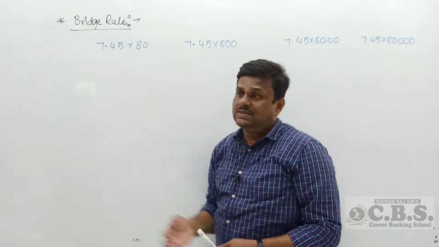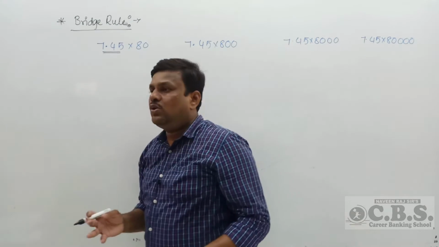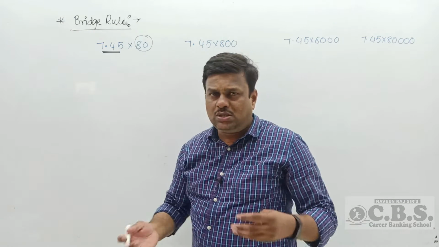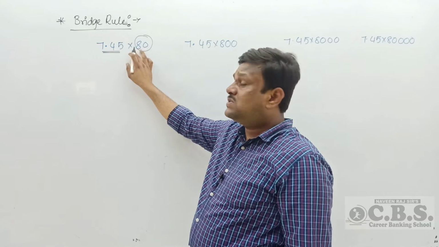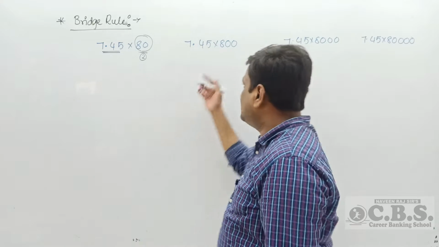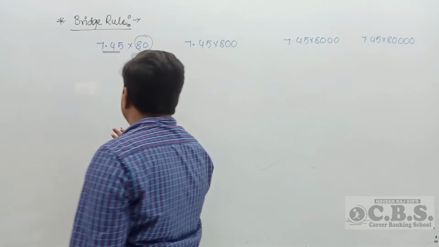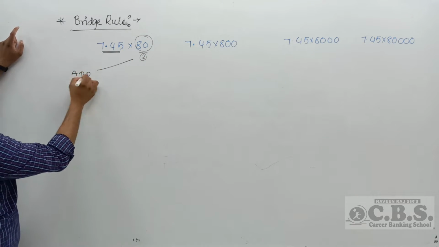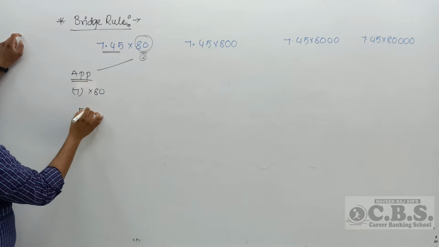Let's see some examples. 7.45 is a decimal number, so we are definitely going to approximate 7.45. 80 is an integer, so you need not approximate 80. It is followed by the multiplication symbol. What is the length of the digits? It is 2 digits, 3 digits, 4 digits, 5 digits. I'm going to do each question with an appropriate approximation. If I approximate, I take 7 into 80. So what's your answer? 560.